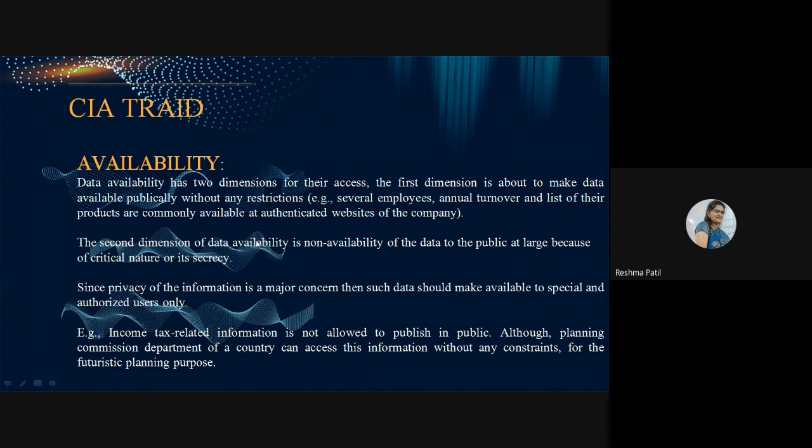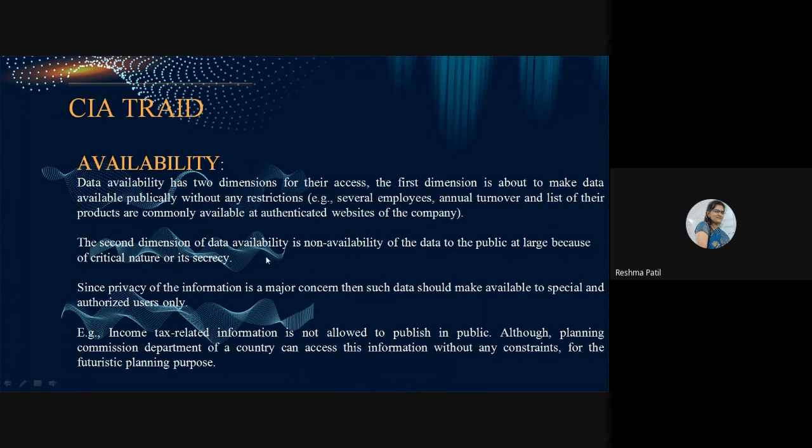The second dimension of data availability is non-availability of the data to the public at large because of its critical nature or its secrecy. So here we are going to show some data publicly, and in the second dimension, data should not be available publicly because of its secrecy or criticality. Since privacy of the information is a major concern, such data should be made available to special and authorized users only. So non-availability of data to the public means we have to keep that data private, confidential.